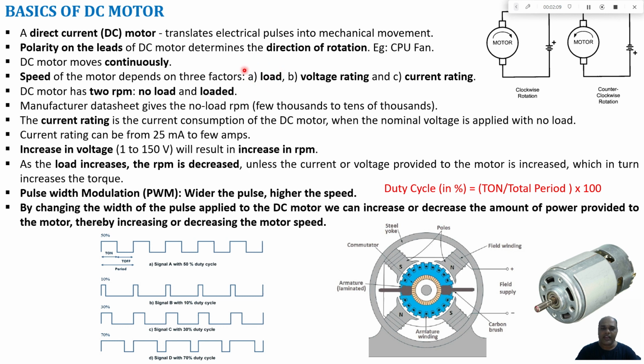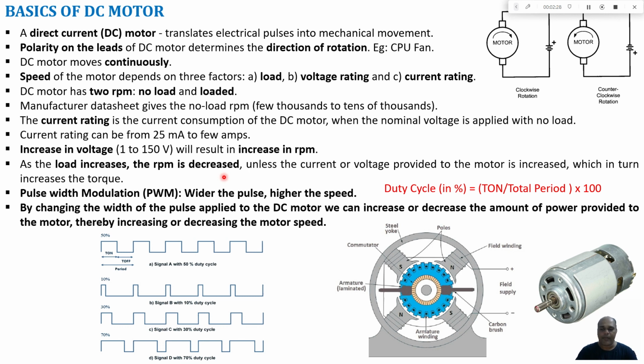In the same way, by increasing the load, the RPM will be decreased. As the load connected to the motor gets increased, the revolutions per minute will get decreased. For a smaller load, the speed will be high. For a larger load, the speed will be low.